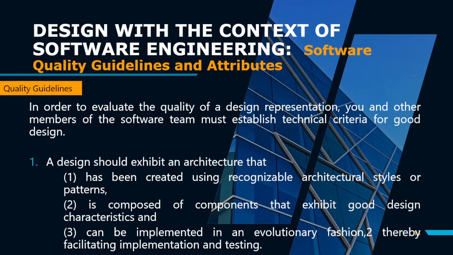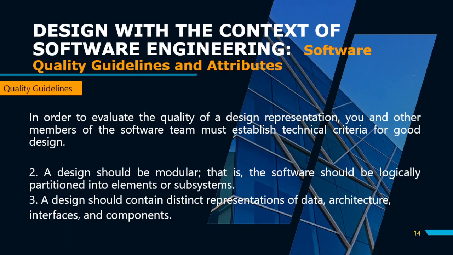The third one is that the architecture can be implemented in an evolutionary fashion, thereby facilitating implementation and testing. These are three guidelines for designing the architecture. The second one is that a design should be modular. Whatever design you are doing should be modular, so that the software is logically partitioned into elements or subsystems.